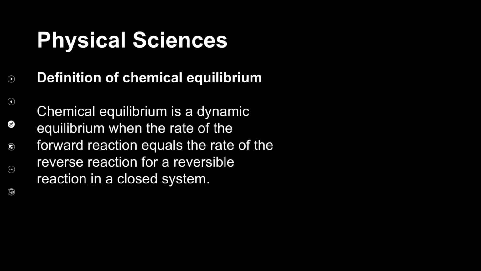The definition of chemical equilibrium, again, just to refresh your memory, is a dynamic equilibrium when the rate of the forward reaction is equal to the rate of the reverse reaction. For a reversible reaction, and we remember it is in a closed system, the closed system means there's no interaction with the surroundings.